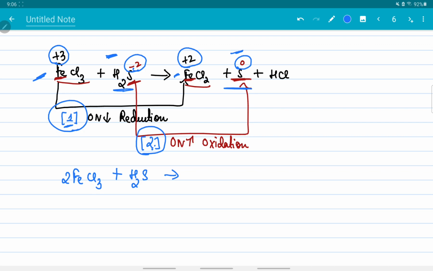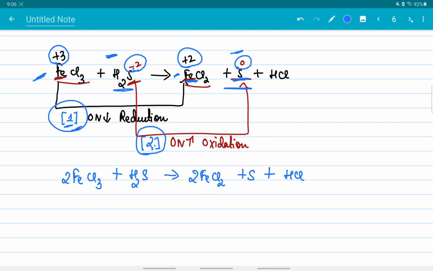Now this FeCl2 over here will get multiplied with 2, because 2 is the difference of the other equation. So this becomes 2 FeCl2, and this sulfur over here, since it is undergoing oxidation, it gets multiplied with the 1 over here. So it becomes sulfur as it is, and then that HCl will come as it is, because it was not undergoing anything. Okay, so that is what happened right now. So this is our equation.